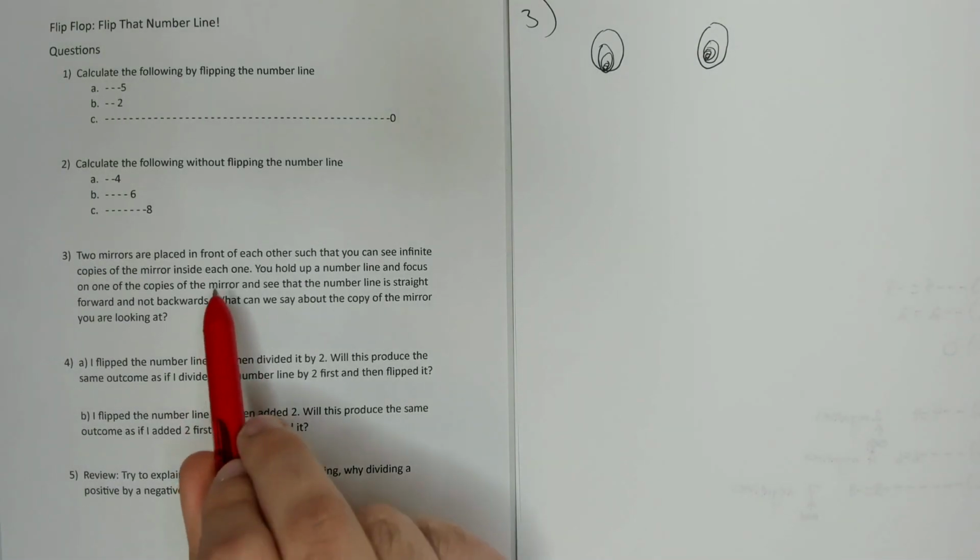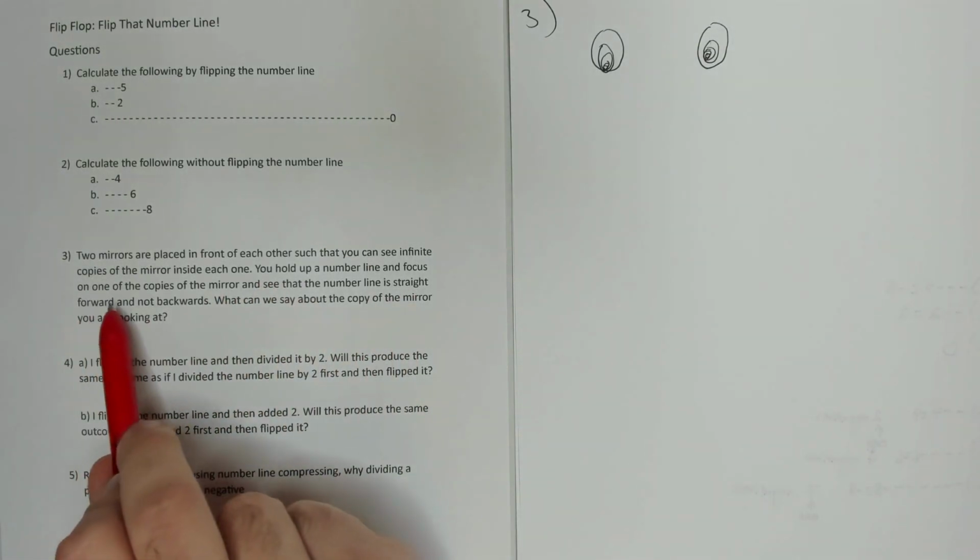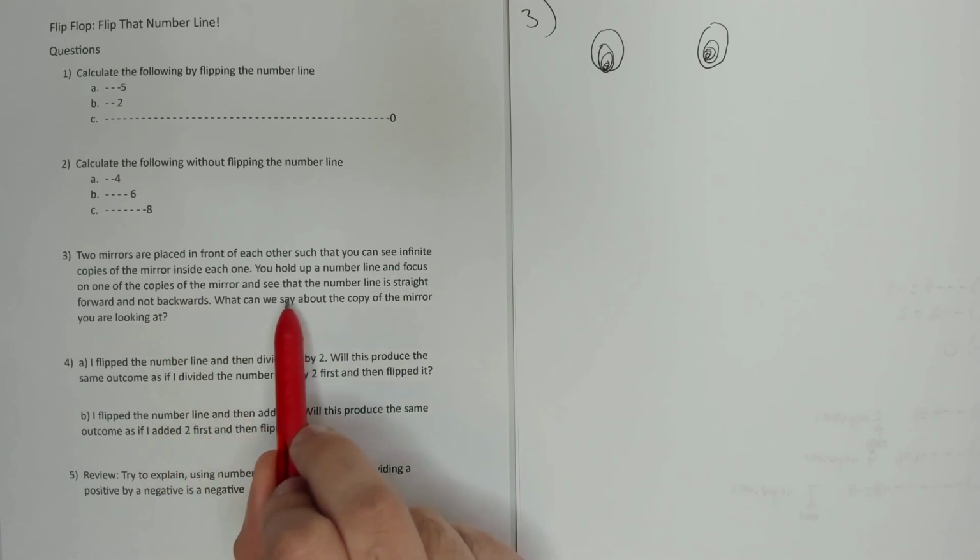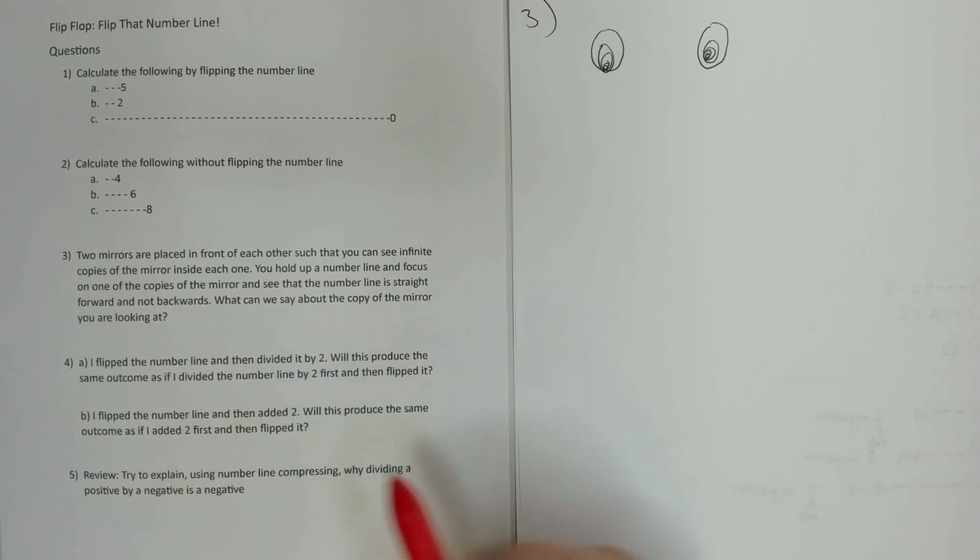And the question says, you hold up a number line and focus on one of the copies of the mirror and see that the number line is straight forward and not backwards.